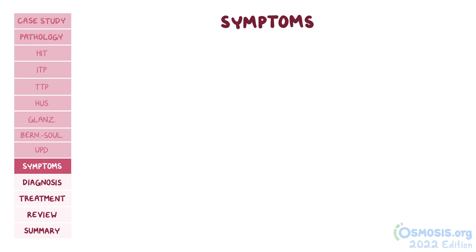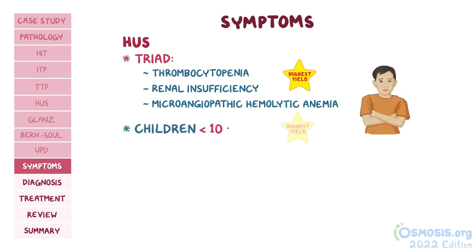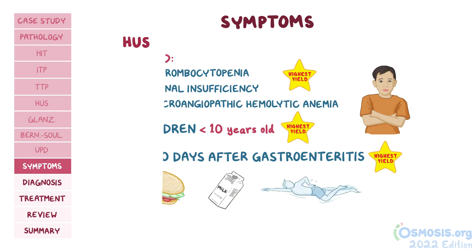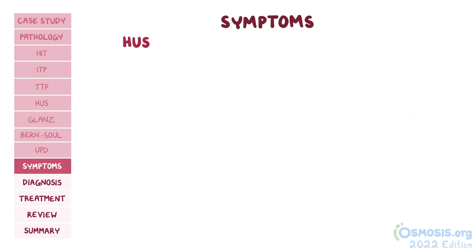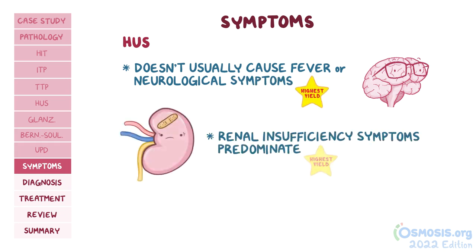Now, the classic presentation of HUS is a triad of thrombocytopenia, renal insufficiency, and microangiopathic hemolytic anemia. It's super important to remember for the exams that typical HUS happens in children, usually under 10 years old, and appears 5 to 10 days after an episode of gastroenteritis, often associated with eating undercooked ground beef, drinking unpasteurized milk, or swimming in contaminated water. Another high-yield fact to remember is that, unlike TTP, HUS does not usually cause a fever or neurological symptoms, and instead the renal insufficiency symptoms predominate.